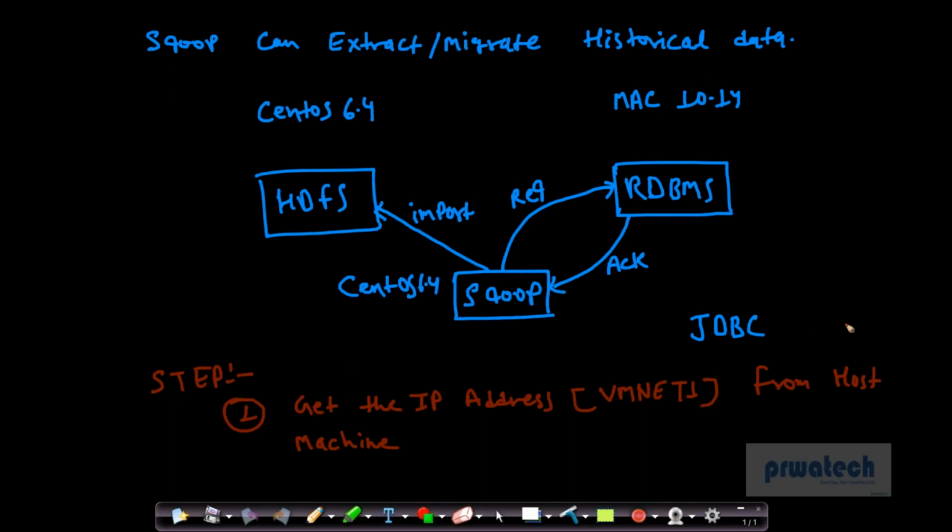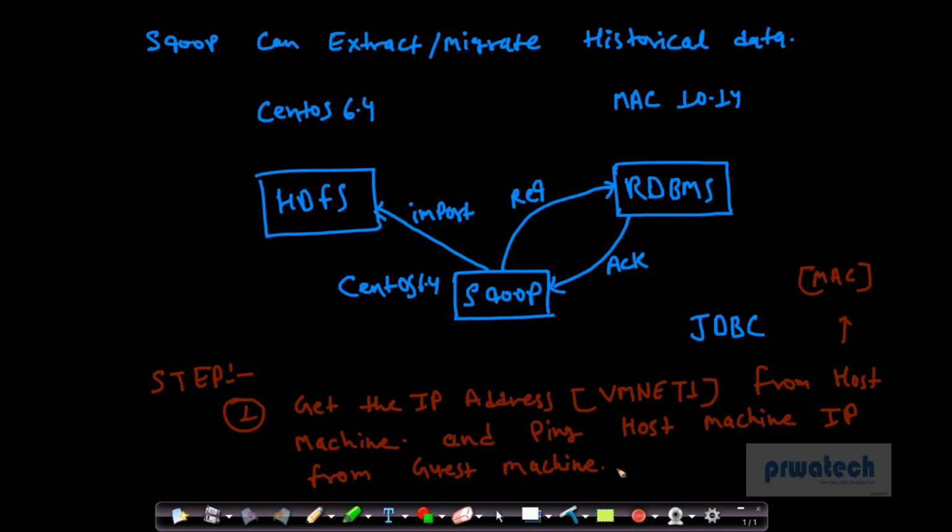This is my host, guys. Currently this is my host. In your case, Windows is your host machine. Ping the host machine IP from the guest machine. Get the IP address first and then ping the host machine IP from the guest machine, because I need to extract data from this system to this system. This is my host again, and this is my guest. Okay, let me do that first.